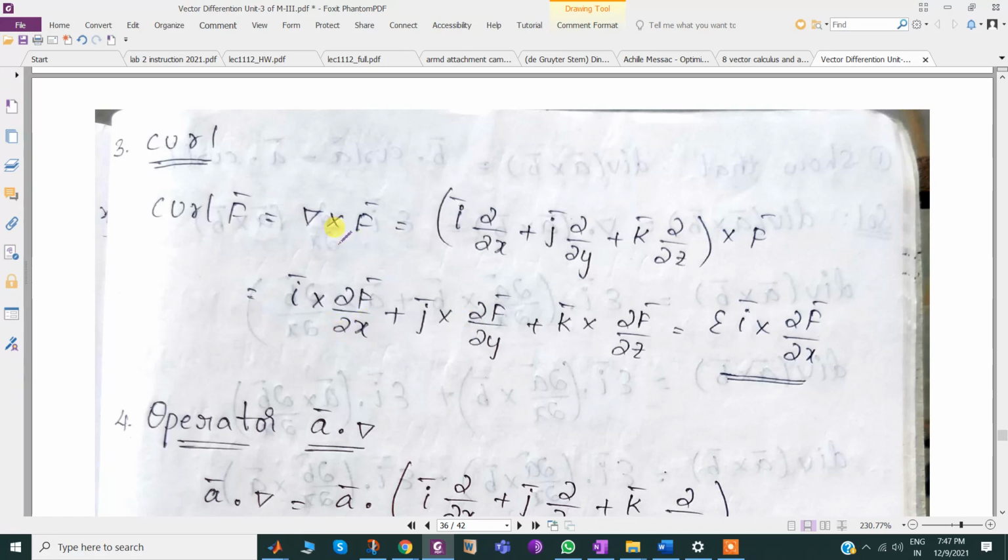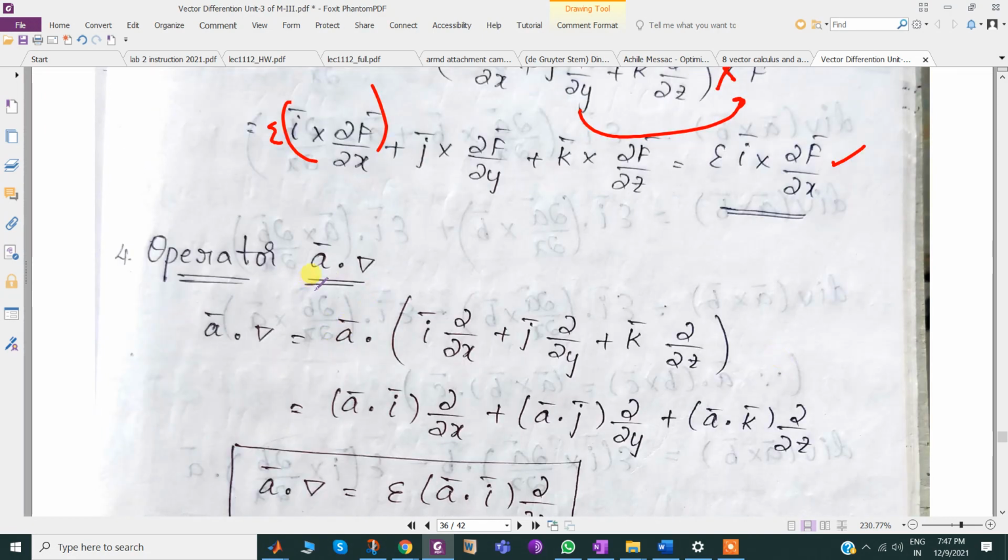Similarly, curl also I may write this, del cross f bar, instead of dot, here it is cross. So i bar, dou by dou x, dou by dou y is applied, dou by dou z is applied. So i bar cross dou f bar by dou x plus j bar cross dou f bar by dou y plus k bar cross dou f bar by dou z, we may write. Or further I may write this one, instead of entire, I may write sigma of the first term.